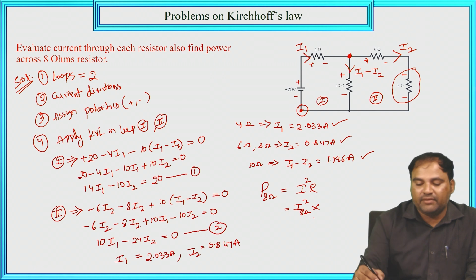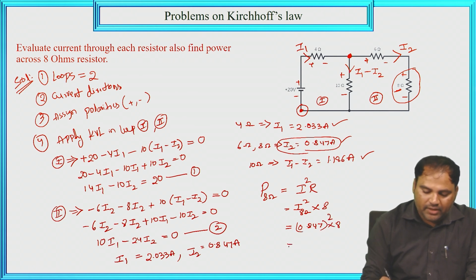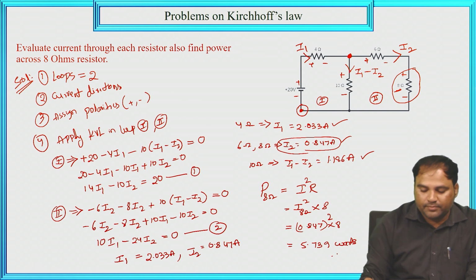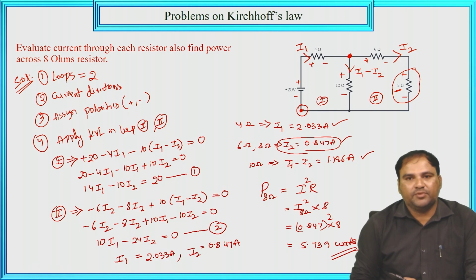So what is the resistor value? 8. That equals, what is the current through 8 ohm? 0.847 whole square into 8. Now by solving this equation, we'll get 5.739 watts. Here is the calculation of the given circuit by using the Kirchhoff laws.